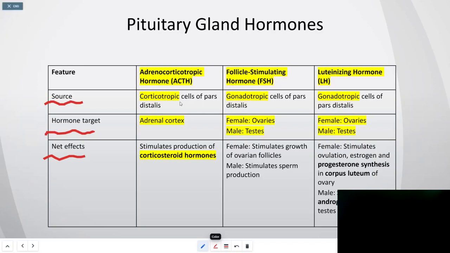So ACTH, adrenocorticotropic hormone, ACTH for short, is generated by the corticotropic cells inside the pars distalis. The main target here is going to be the adrenal cortex, the outer layer.